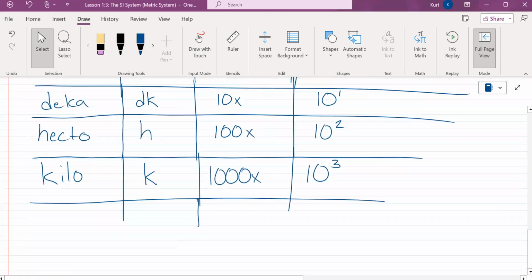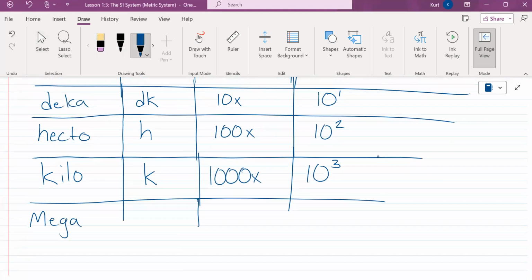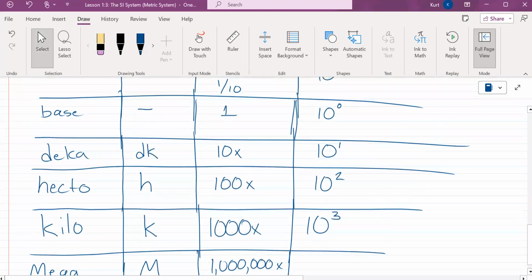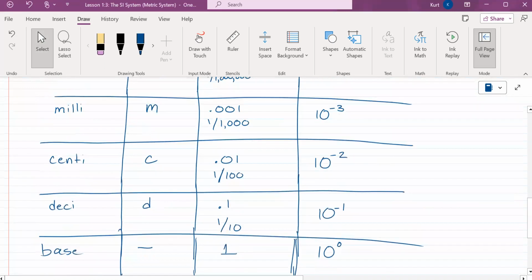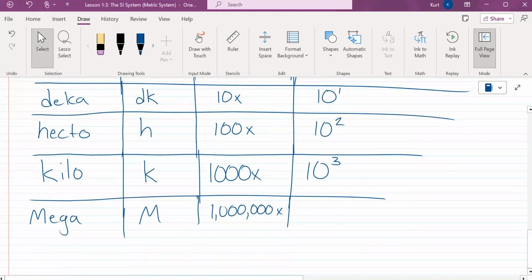All right, I have two more to go over with you. Mega, capital M, 1 million times. You ever heard of a megabyte? A kilobyte? Yeah, that's where this comes in. It is a capital M, by the way. Why don't we use lowercase m? Who took it? Millimeter. Milli, not meter. These are prefixes. Milli took it, so it's a capital M. How many zeros are there in 1 million? 6. So it's 10 to the 6.